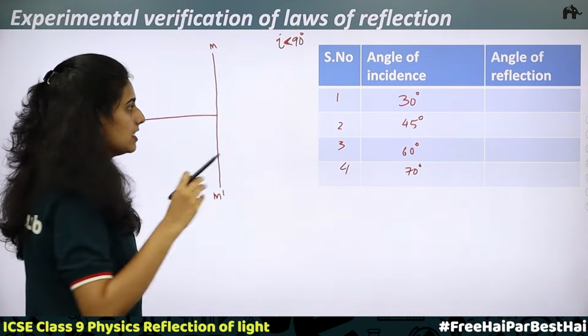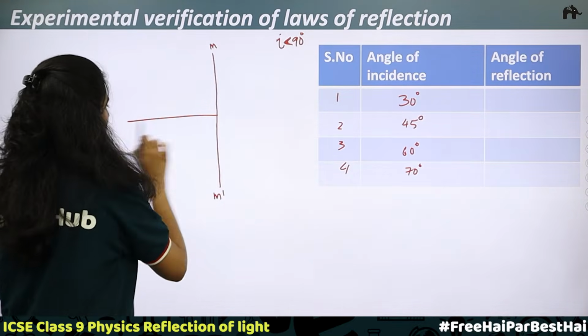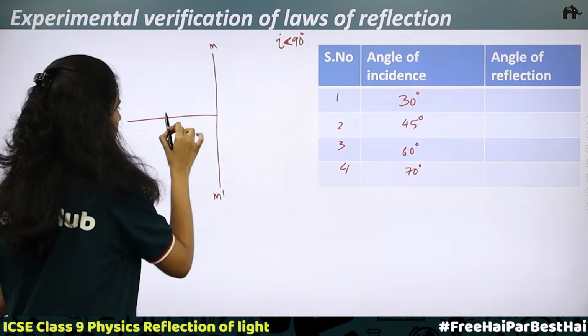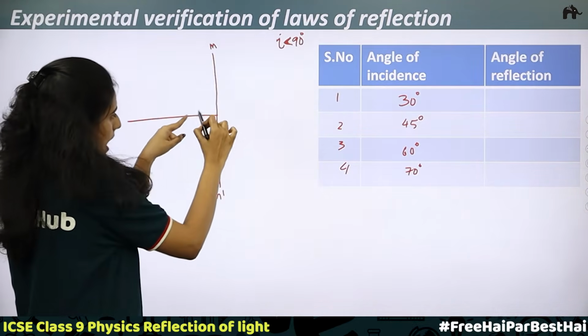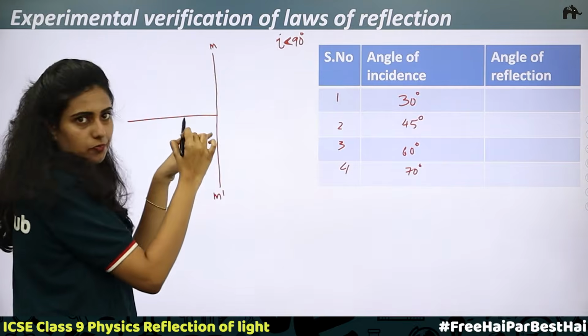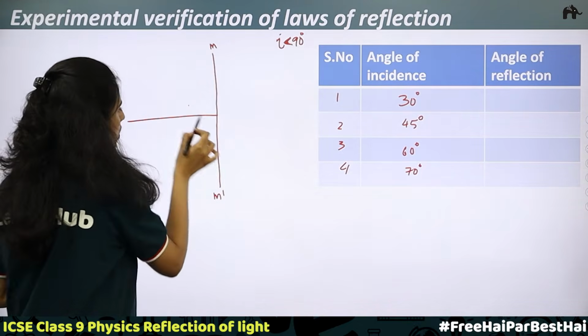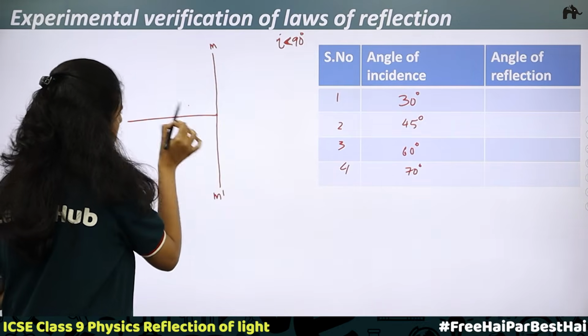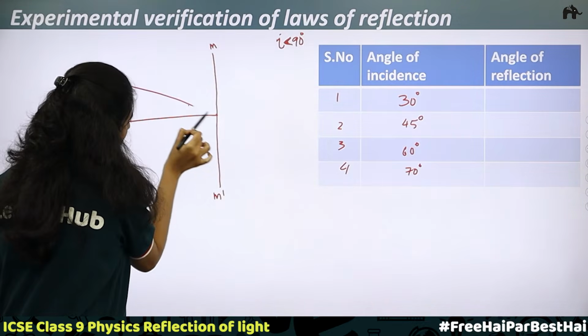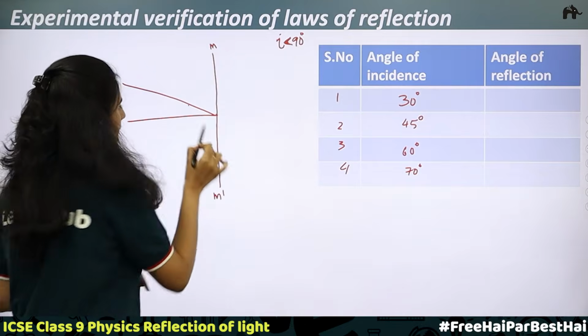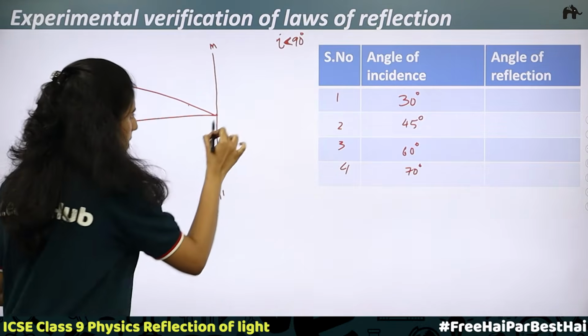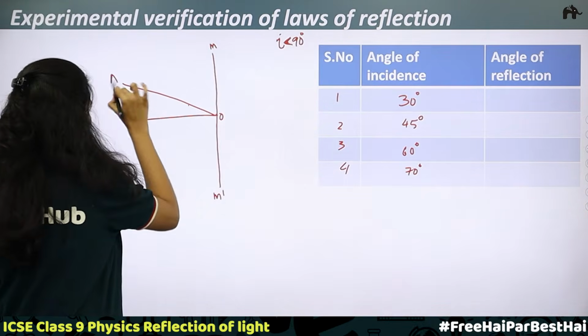What is angle of incidence? The angle between the normal and the incident ray. So measure 30 degree. Keep the protractor here and measure 30 degree from here. Mark a point. Draw a line which touches this point and this 30 degree point. Okay, so this angle is 30 degree. Let's mark this O. AO.